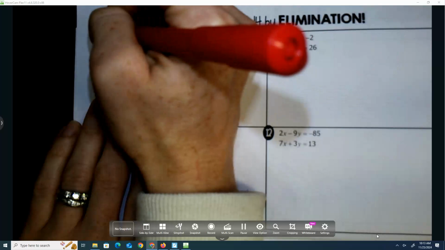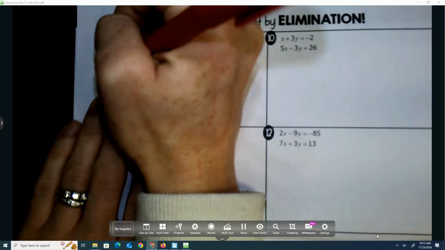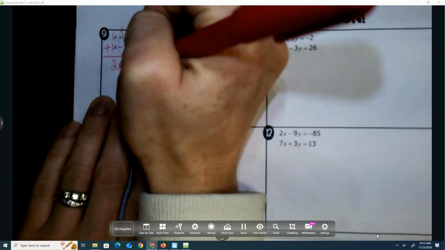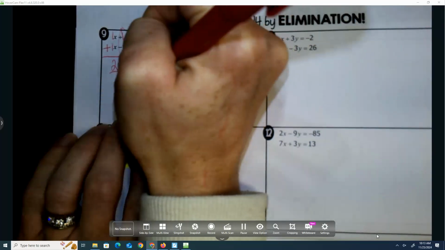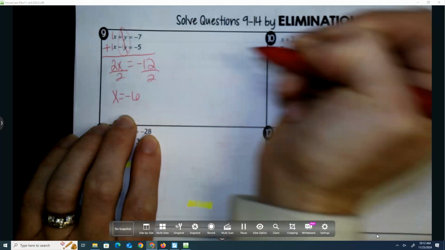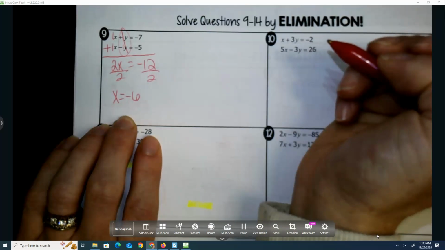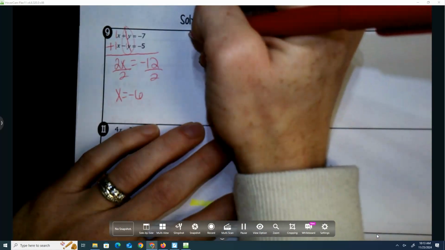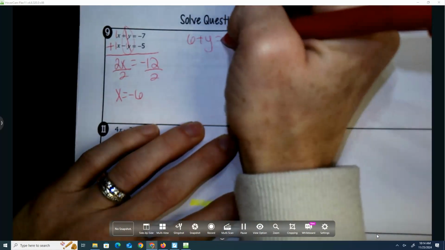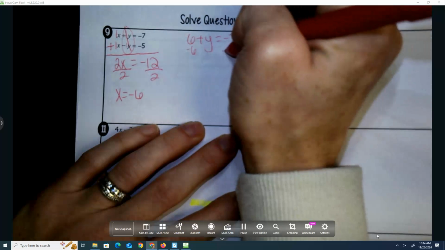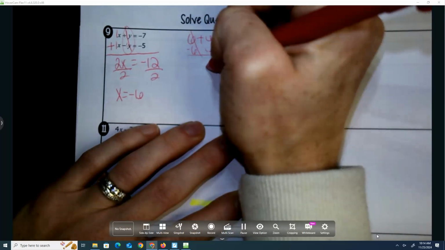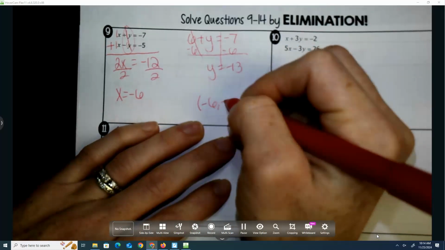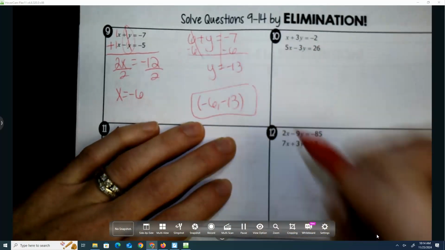So I add together. 1x plus 1x is 2x. Positive 1y, negative 1y cancel. Negative 7 and negative 5 is negative 12. Divide by 2, and x is negative 6. Plug that back in. I typically go with the first one. So x plus y equals negative 7. Subtract over our 6, so y is negative 13. So we get negative 6, negative 13.